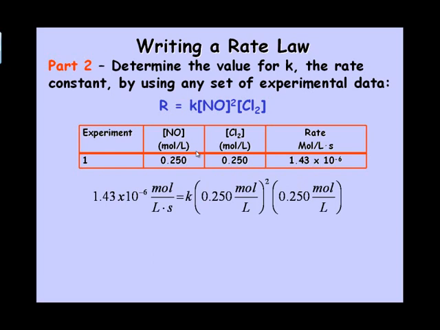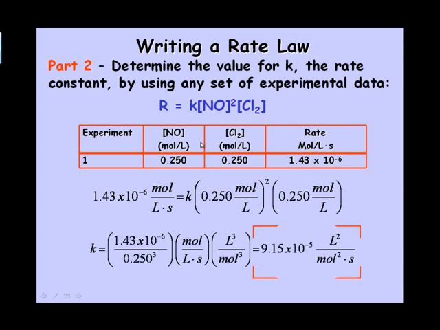We're going to plug in the NO concentration for this experiment, which is 0.25. Square it, because we determined the reaction is second order with respect to NO, and then we're going to plug in the Cl2 concentration, which is 0.25 in this particular experiment, and we're going to raise it to the first power. So we want to calculate that K value, and you can see in the box then the K value ends up being 9.15 times 10 to the negative third.